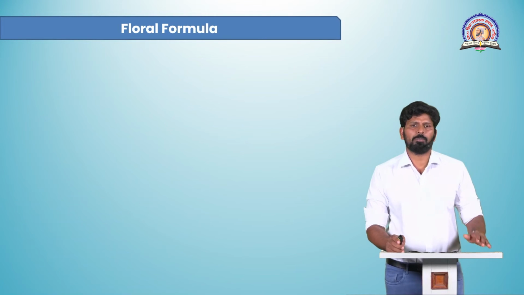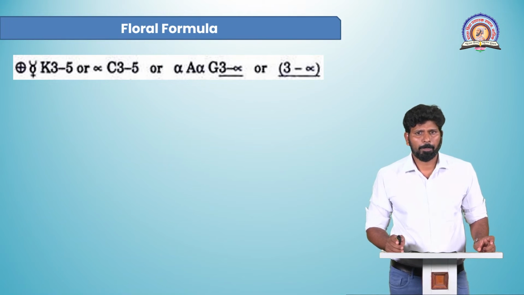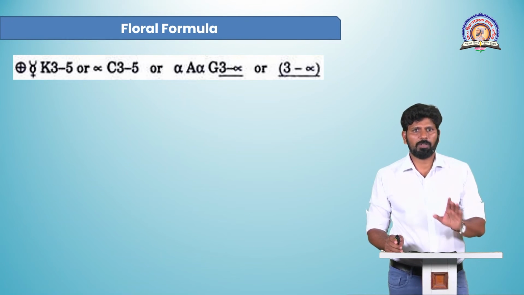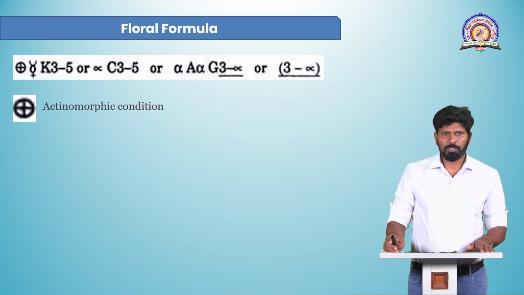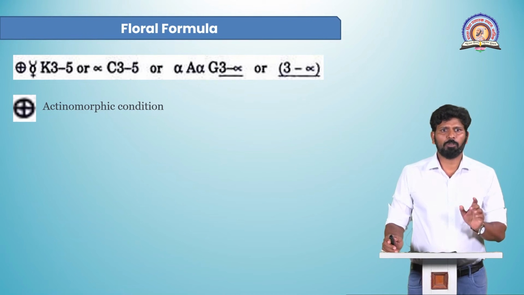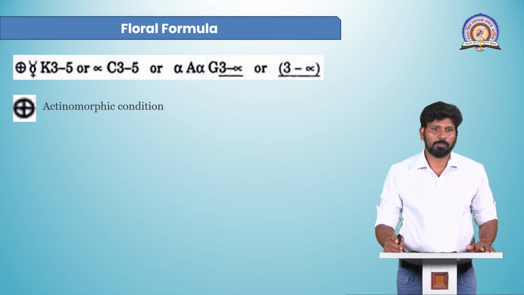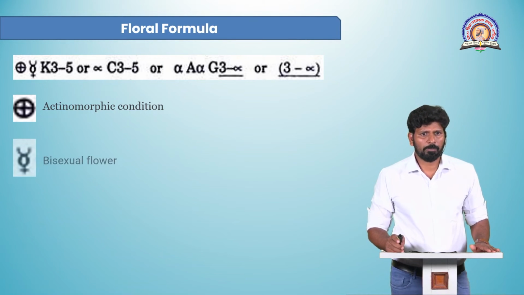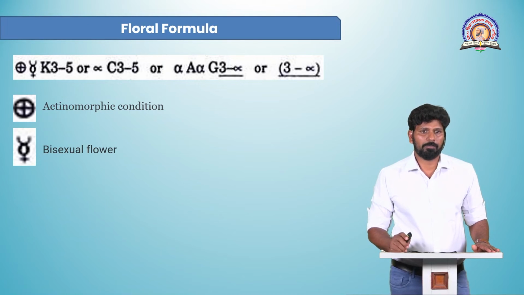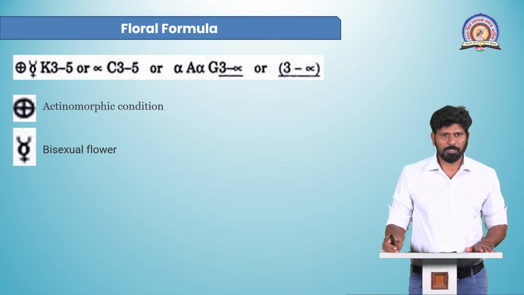Now the next part is the floral formula. With the help of the floral formula we can represent the whole flower, or the reproductive structure of that plant. So how can we read the floral formula? The first symbol is the actinomorphic condition. So this is the floral formula of family Nymphaeaceae, and the flowers are actinomorphic. Then flowers are bisexual. Already we have discussed that hermaphrodite type of condition.